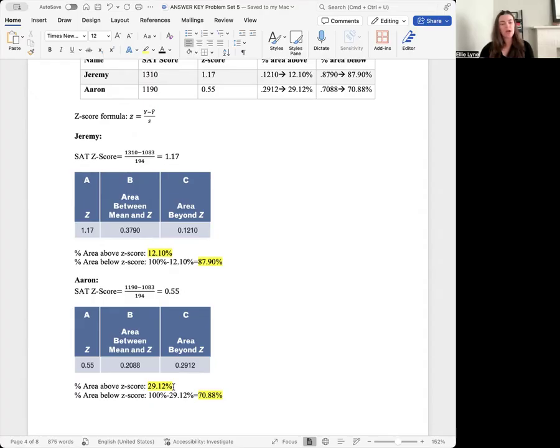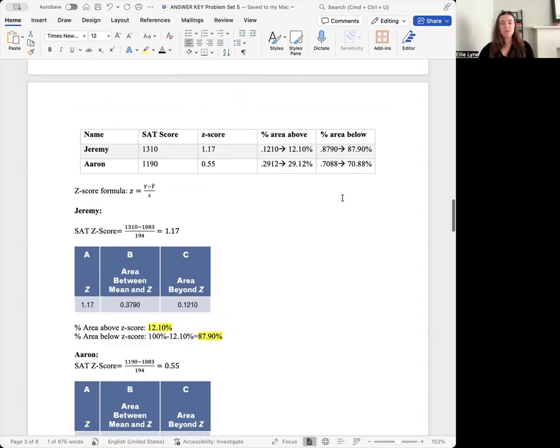which is corresponding to a percentage value of 29.12%. And if I take that 100% and subtract it by that value, I get 70.88%. So for Aaron, we know that 70.88% of test takers scored worse than them. That's kind of how you can use this table to interpret this within the context of the problem.